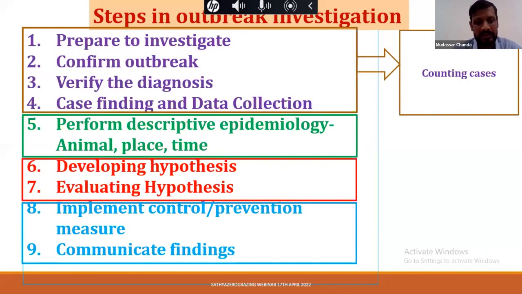In any outbreak investigation, for people in the field, if there are maybe 50 flocks, or say 50 households with animals, not all 50 households will get the disease.